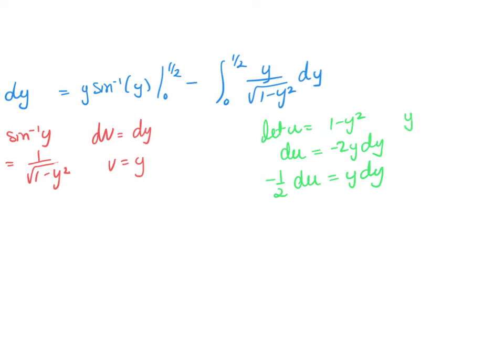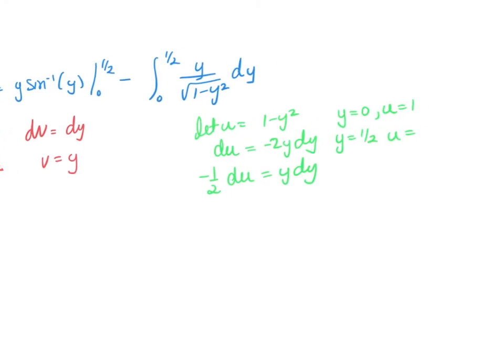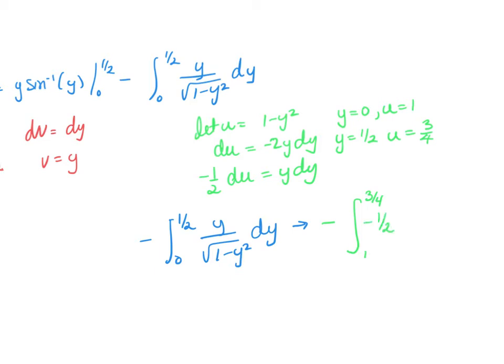And of course, when y is equal to 0, u is equal to 1. When y is equal to 1/2, u is going to equal 3/4. Is that right? So 1/2 squared is 1/4. 1 minus 1/4 is 3/4. All right, so negative the integral from 0 to 1/2 of y over the square root of 1 minus y squared dy becomes negative, from the lower limit of 1 up to 3/4, negative 1/2, u raised to the negative 1/2, du.